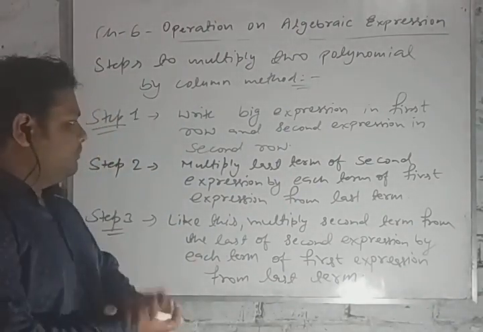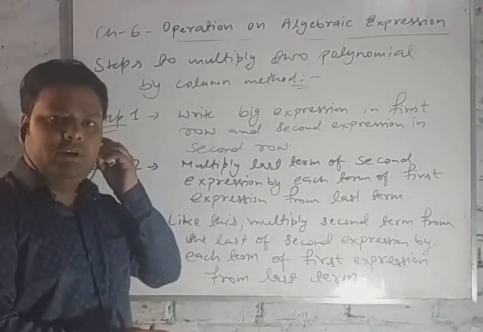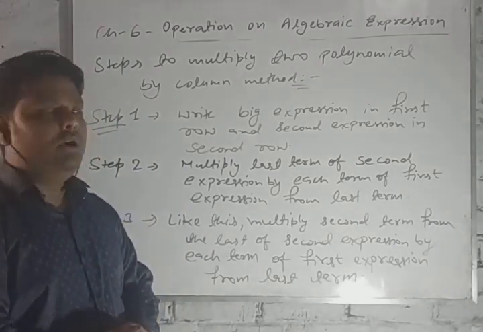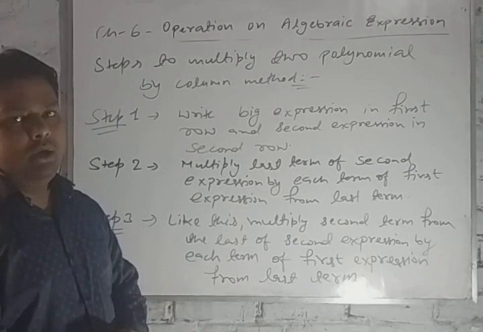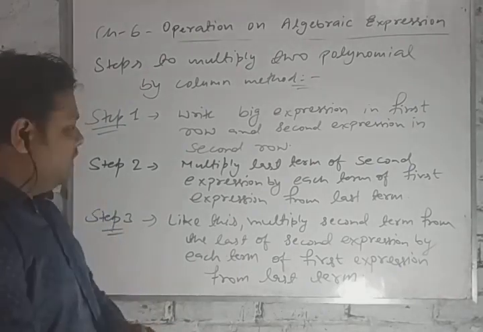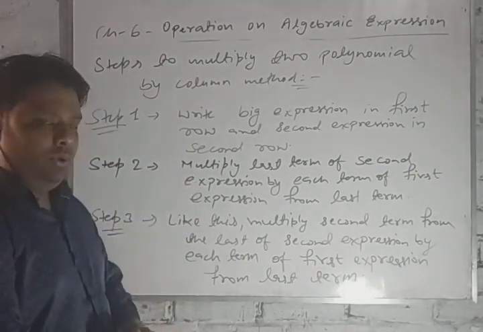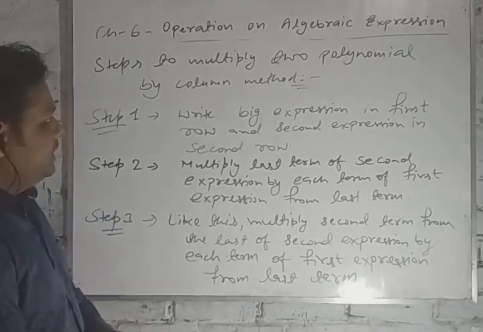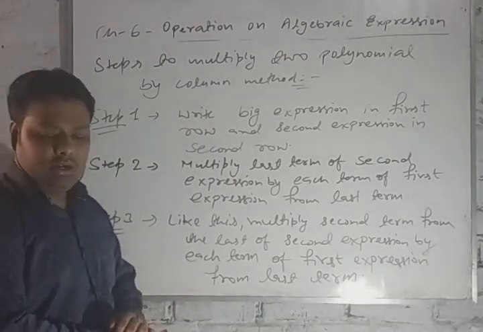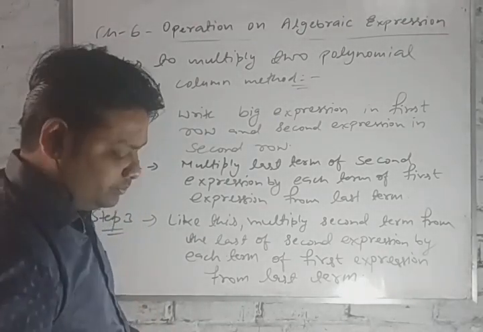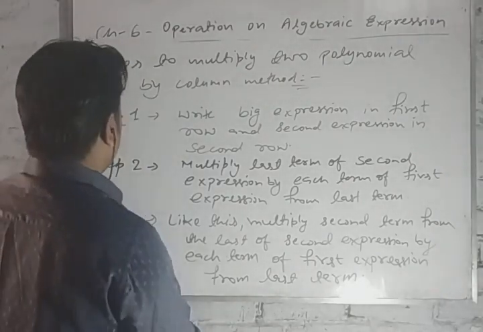Okay, three steps we will follow, and the multiplication rule we will follow by multiplying any two polynomials by the column method. So I hope that you all have understood these steps. So let's see one example based on these steps, so that you can understand very well. Now let's see.